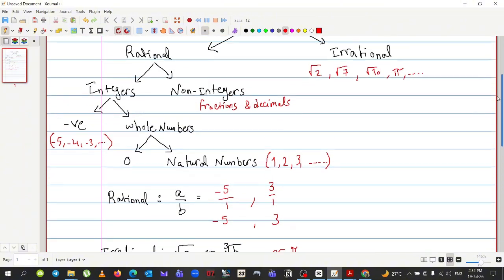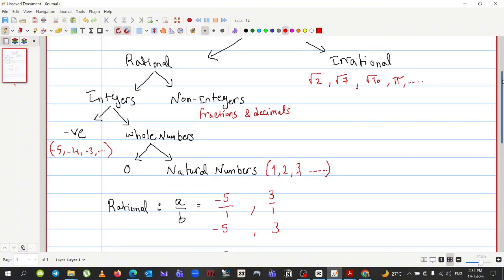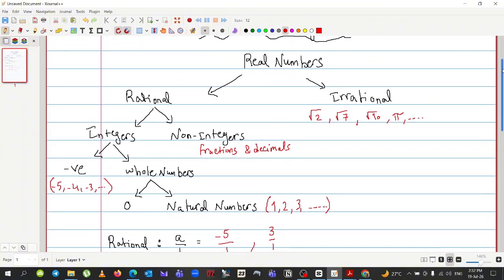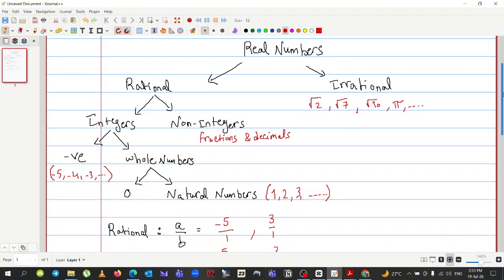So let's sum up what we said. At first, we have the numbers classification, which are the real numbers, classified into rational and irrational. Rational involving the integers and the non-integers. The integers involving the negative and the whole numbers. So whole numbers like 0 and natural numbers. Alright? And the irrational involves the surds and the pi. Non-integers involves the fractions and the decimals.